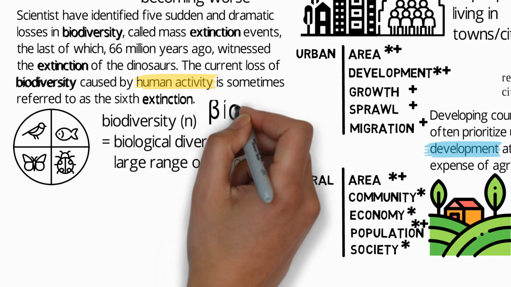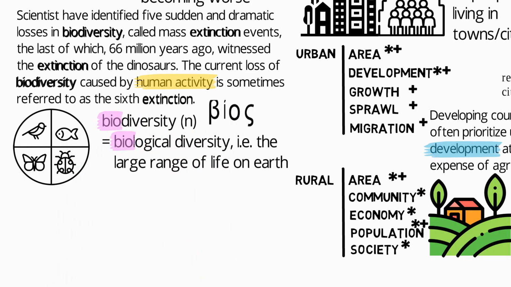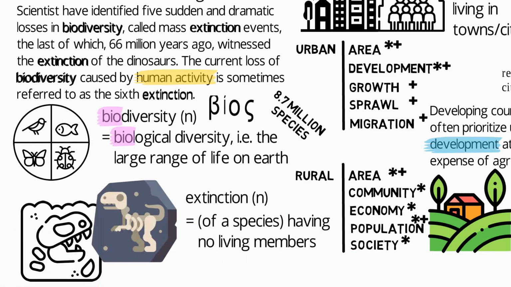Both of those words, biodiversity and biological, come from the same root, the Greek word bios, meaning life. And life on Earth really is diverse. One estimate puts the number of species on the planet at 8.7 million. The word extinction, a noun, refers to a species having no living members. An obvious example is the dinosaurs, which went extinct 66 million years ago.